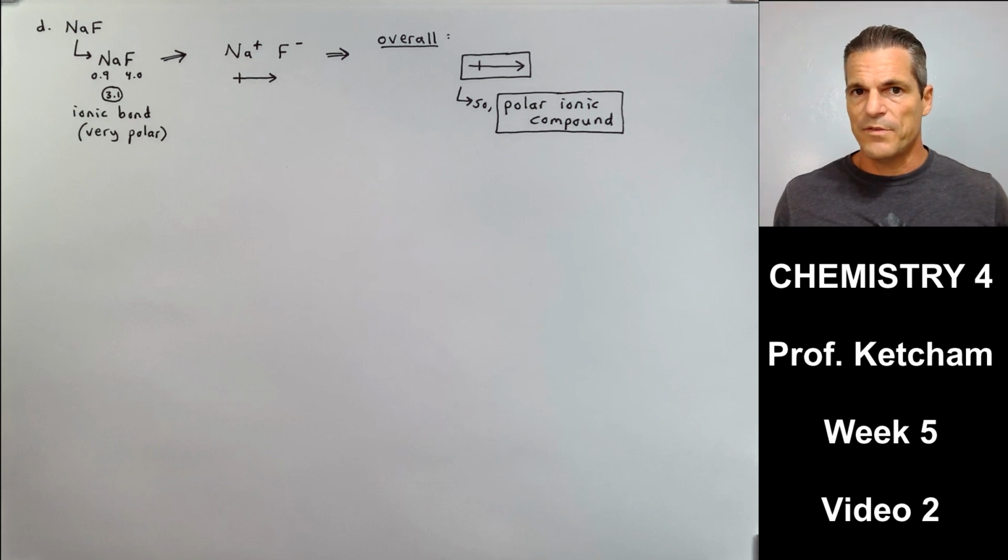I could have put parentheses around the word polar and just called it ionic compounds, because ionic compounds are more polar than polar covalent compounds. If you look at that chart, I believe it was page 2 of today's video notes.